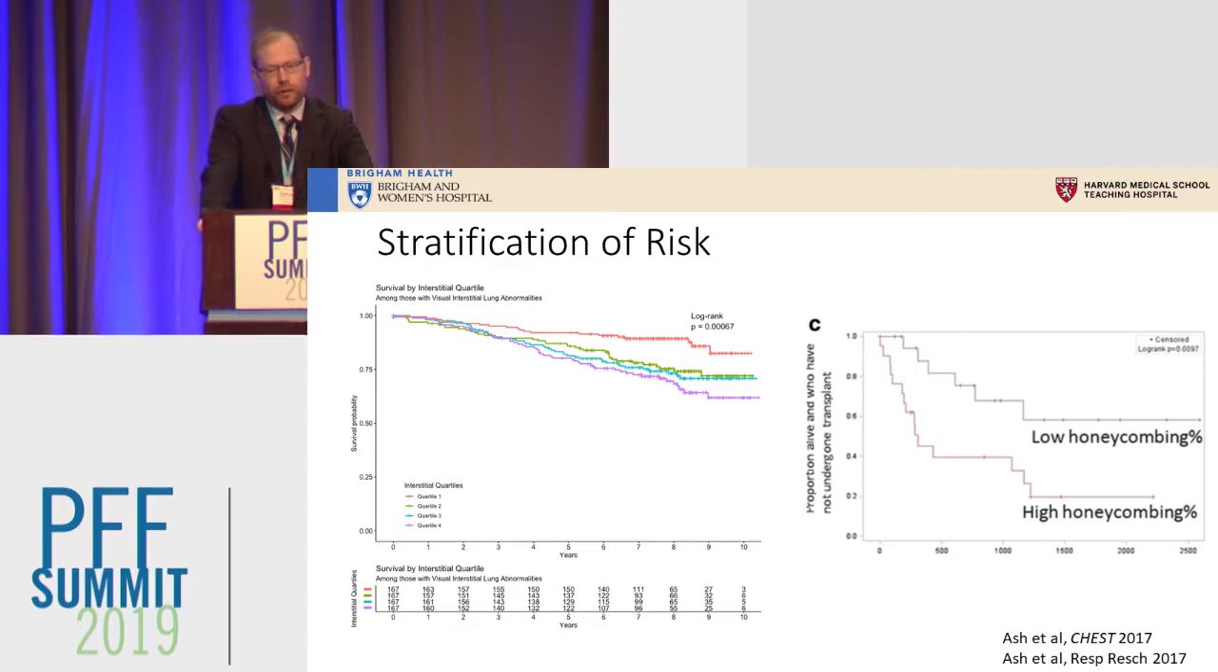And on the right, just showing that we can use this type of approach to identify specific subgroups. We can identify honeycombing, for example, in an automated fashion and show that those individuals who quantitatively have honeycombing, just as has been seen visually, have a higher mortality among those people with IPF.